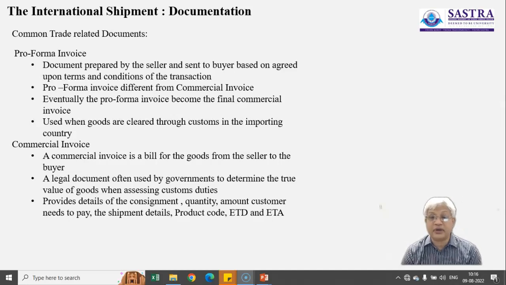ETD stands for expected time of departure. Well, in certain modes of transport, the goods, when loaded in the transport vehicle, don't leave at the same time. It is not like a truck.